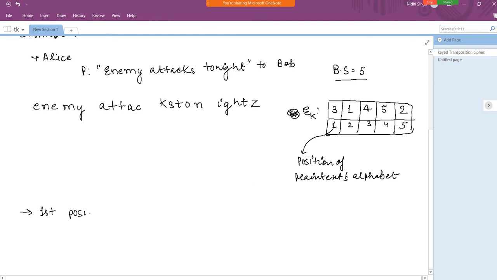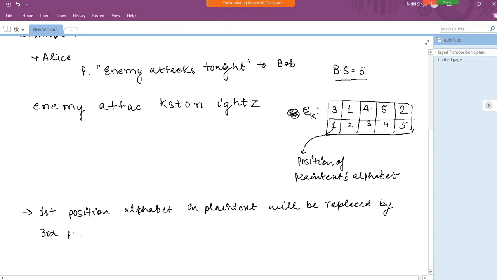First position alphabet in plain text will be replaced by third position alphabet to generate ciphertext.